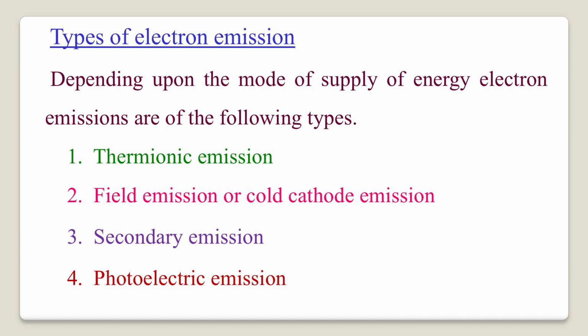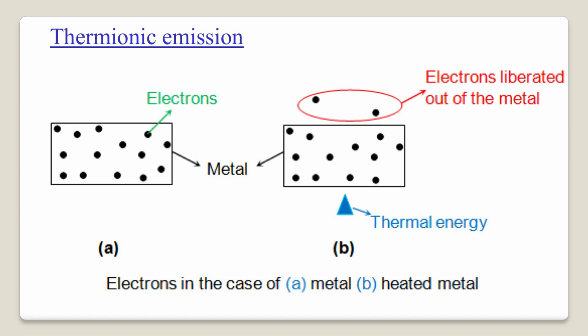So, depending upon the mode of supply of energy, this electron emission from a metal surface can be of basically 4 types. 1. Thermionic emission, 2nd. Field emission, 3rd. Secondary emission, and 4th one is photoelectric emission. Now, first come to the thermionic emission. In thermionic emission, electron emission occurs due to application of thermal energy. These electrons emitted here are called thermions.